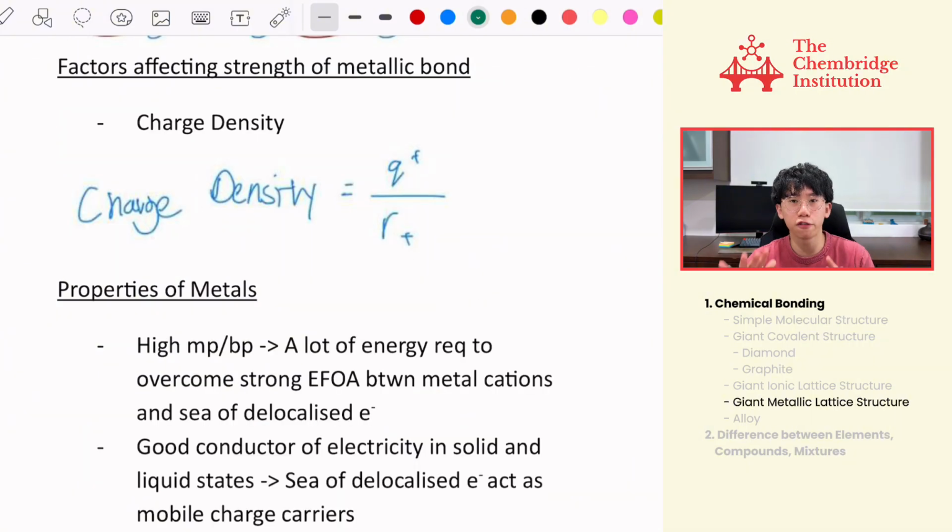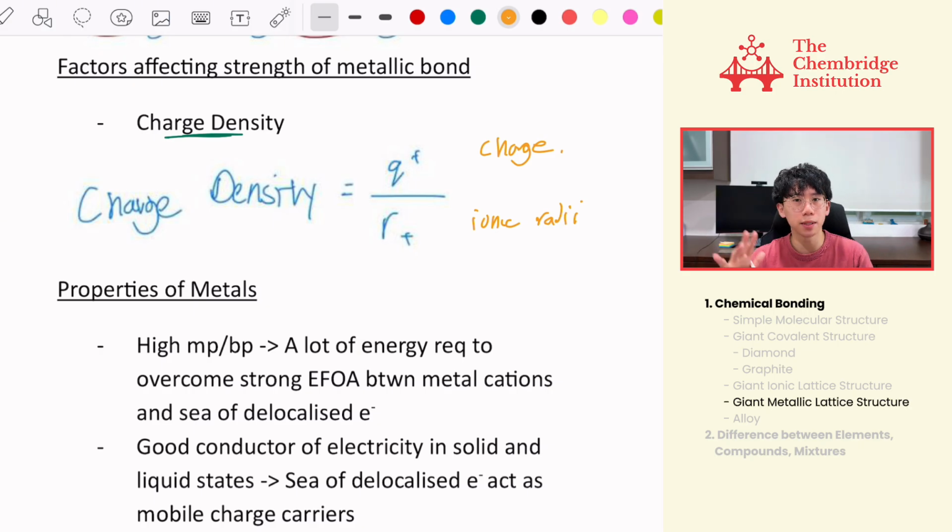Now you must know that the factor affecting the strength of metallic bonding is the charge density. Your charge density is dependent on the charge of the ion and the ionic radii. Again, this is what determines the strength of the metallic bond.